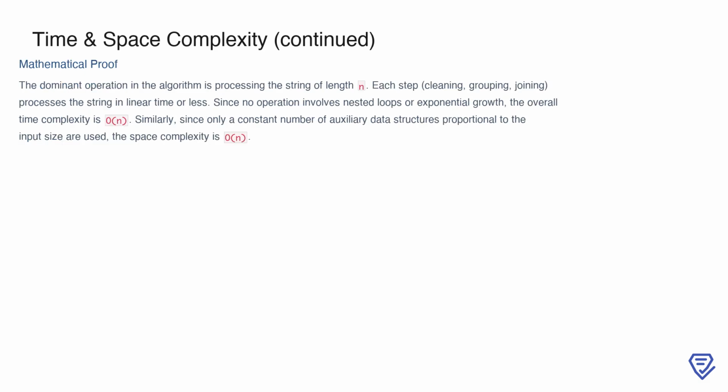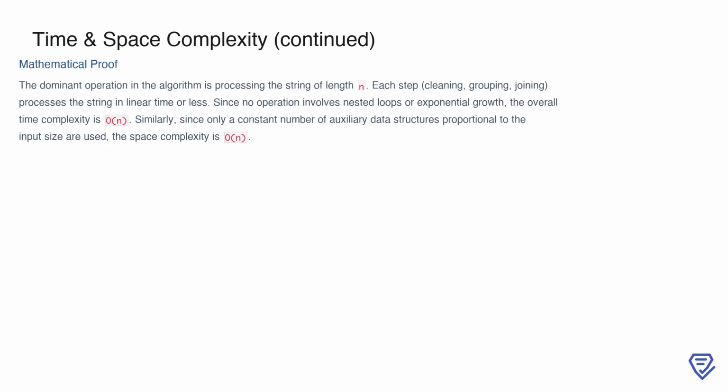To solidify our understanding, let's consider a mathematical proof of the algorithm's time and space complexities. The dominant operation is processing the input string, which has a length of n. Each major step, cleaning the string, grouping characters, and joining groups, processes the string in linear time or less. There are no nested loops or recursive calls that would result in exponential or quadratic growth.